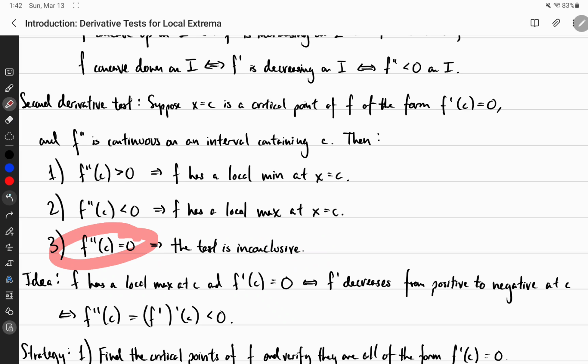It's inconclusive. So the picture here is that, for example, in the case where f double prime is positive, concave up functions kind of look like a cup. And so if you've got a cup and the tangent line at some point is horizontal, it's like you're at the bottom of the cup, and that's definitely a local minimum. On the other hand, if you've got a function which is concave down, it kind of looks like a frown, and the horizontal tangent line occurs at the top of the frown, so this point here is your local maximum.